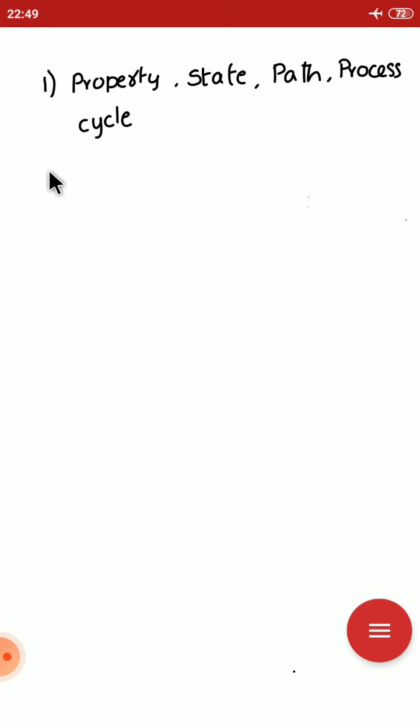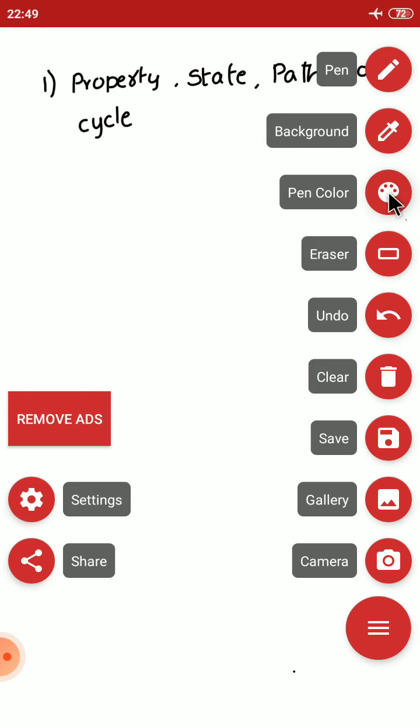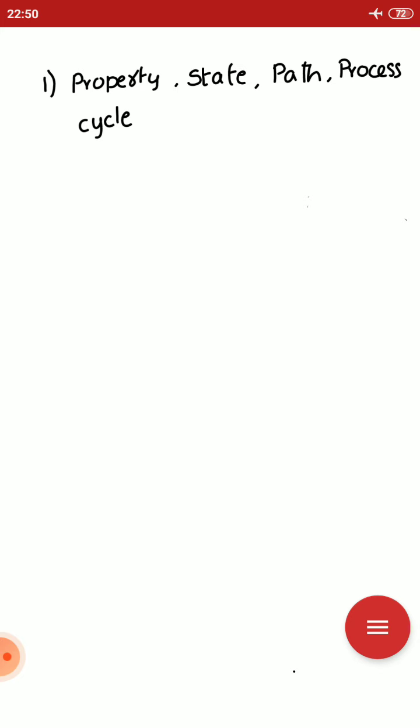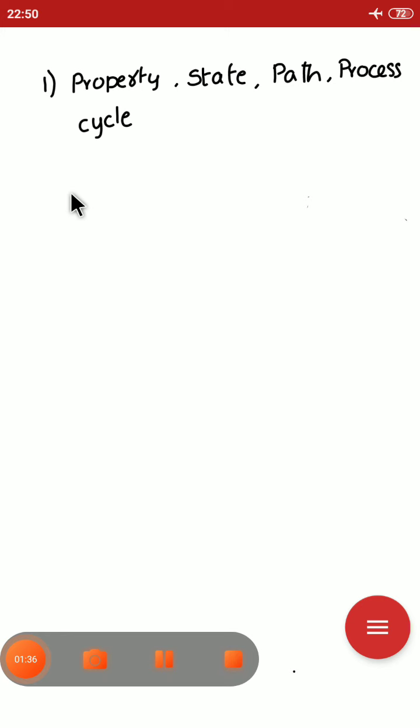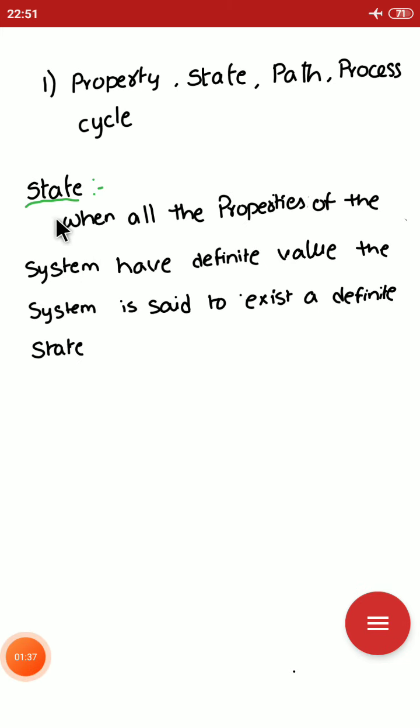Okay. Next, we will see the definition of a state. We all know. Okay. What is the state? When all the properties of the system have a definite value, the system is said to exist in a definite state. Okay, I will write the definition. The definition of the state: when all the properties of the system have a definite value, the system is said to exist in a definite state.